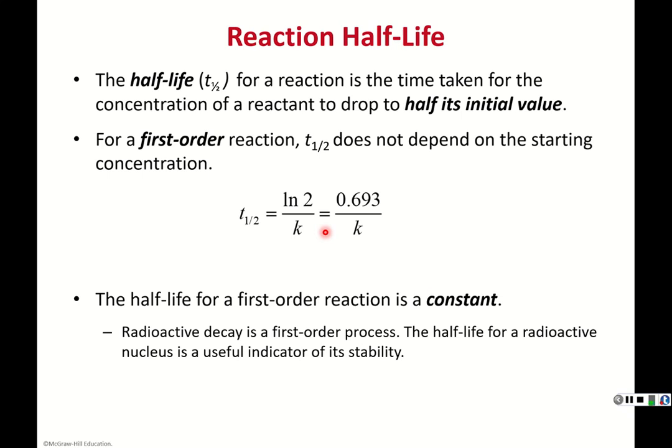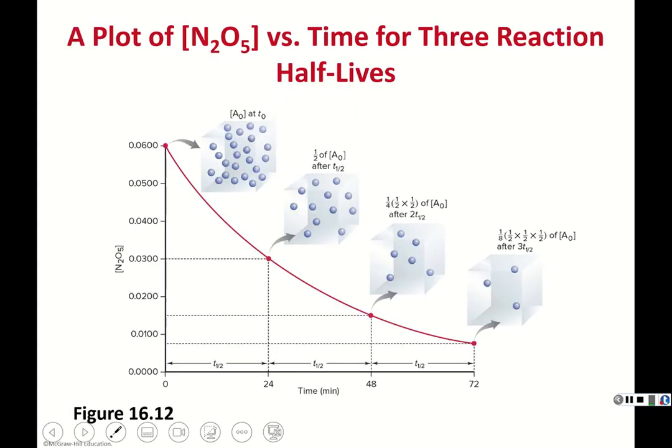So the half-life in this sense for a first order reaction is constant because it doesn't depend on the concentration at all. And radioactive decay, it turns out, is a first order process. So the half-life for a radioactive nucleus doesn't depend on the concentration, so that's why it's useful.